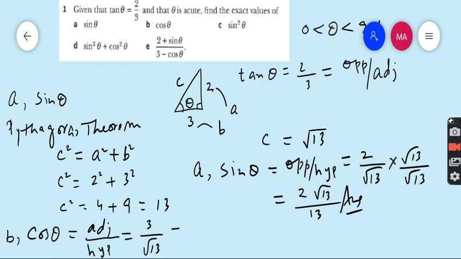But the answer in the book is 3 root 13 upon 13, which is exactly the same. Again, if you multiply by root 13 and divide by root 13, you will get 3 root 13 upon 13. So this is the final answer of part B, cos theta. Now sine square theta.